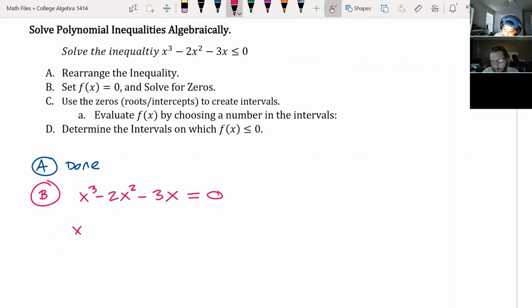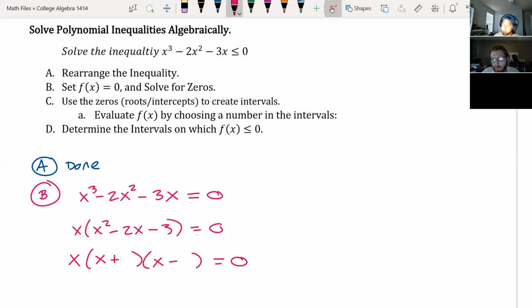Take an x out. I get x squared minus 2x minus 3 equal to 0. And these are the easy ones to factor. You're going to get x plus a number, x minus a number. And what are the only factors of 3 that could make -2? -3 and 1. Good. This is factored. It's completely factored.